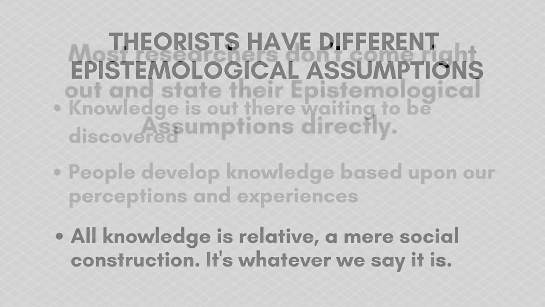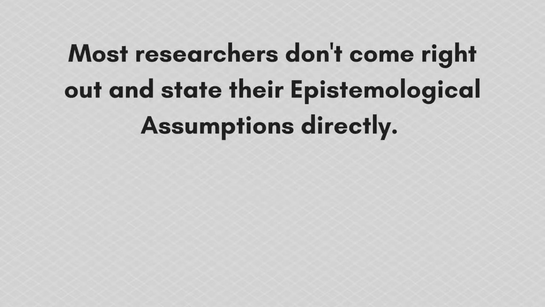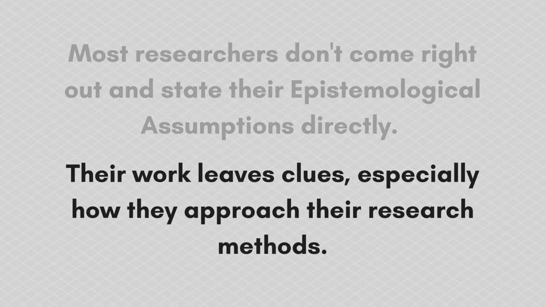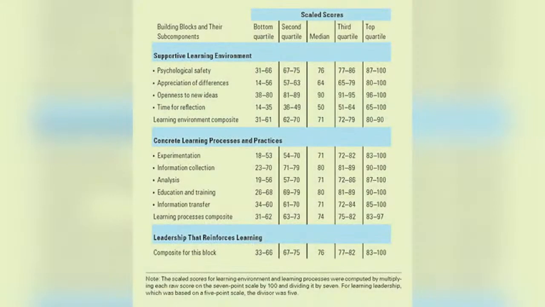But like I said, most researchers don't spend many paragraphs in each given journal article spelling all of this out. They normally just get on with their work. But their research will leave clues. And I see that epistemology is most evident in the methods that they use to conduct their research. In other words, if they assume an objective reality, objective knowledge exists out there, then they will approach it that way. For instance, some organizational researchers do climate surveys.